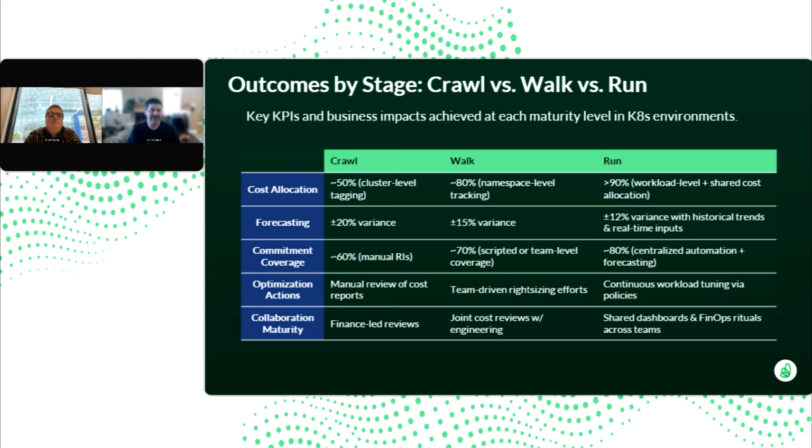At the walk phase, this is where you might be allocating at the namespace level, right? So maybe 80% of your costs are actually being allocated. Maybe you're forecasting here, it's getting a little bit better. You could be down to 15% or even 10%, and your commitment coverage has increased. You're right-sizing workloads, and you're making sure that you're not overspending for specific commitment levels.